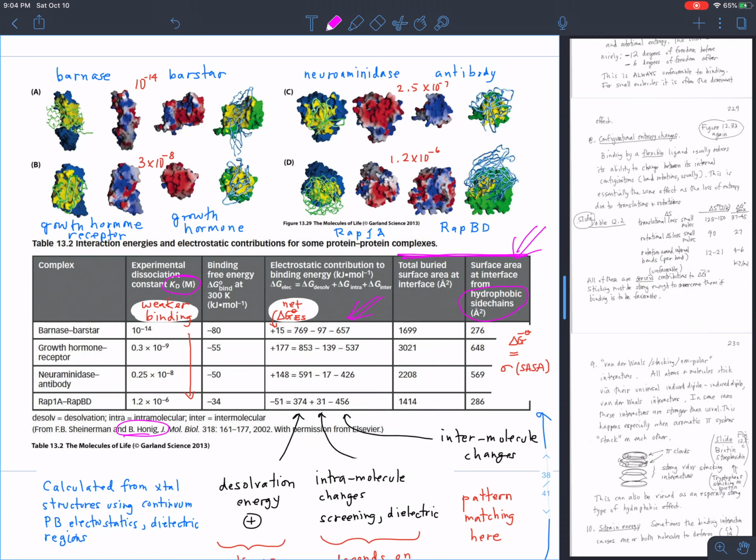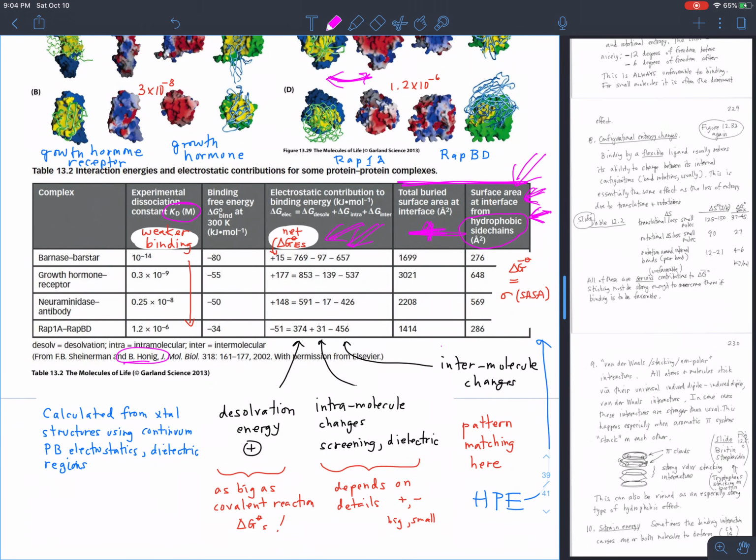There's many different things you can get from a simulation, but they've broken out the electrostatic contributions, and then they've broken out this total buried surface area, interface area. In other words, it's the amount of area of contact between the two guys when the two proteins come together. And then they further refine that to look at just the surface area that's due to hydrophobic side chains. In other words, how much hydrophobic surface is getting moved away from the water, is getting excluded from the water, is getting buried. That's a measure of how favorable the hydrophobic effect will be for these molecules.